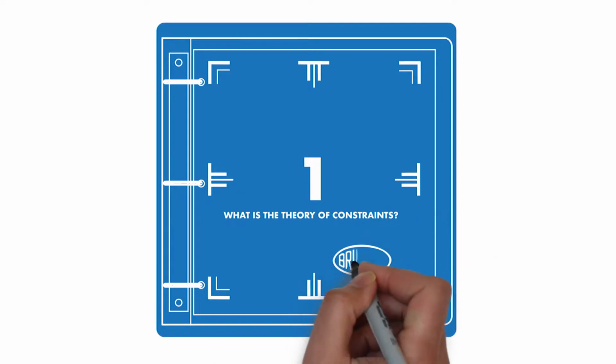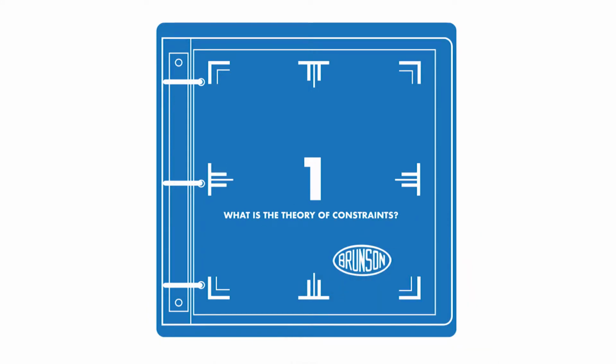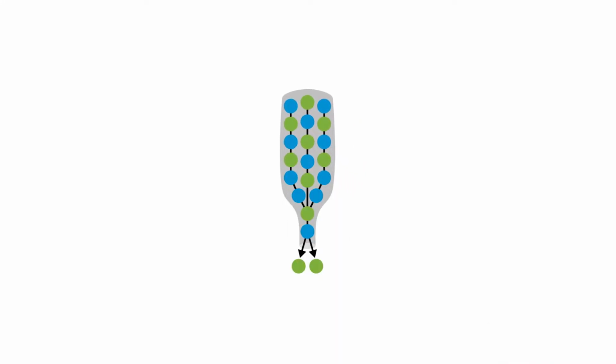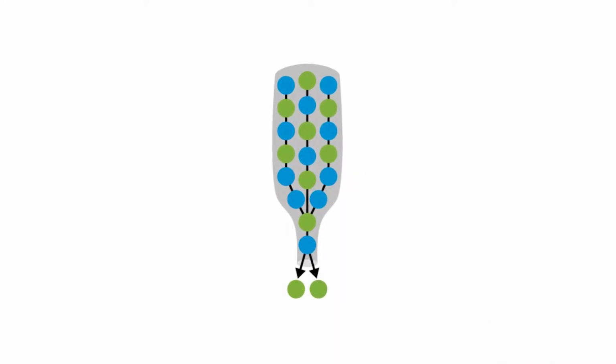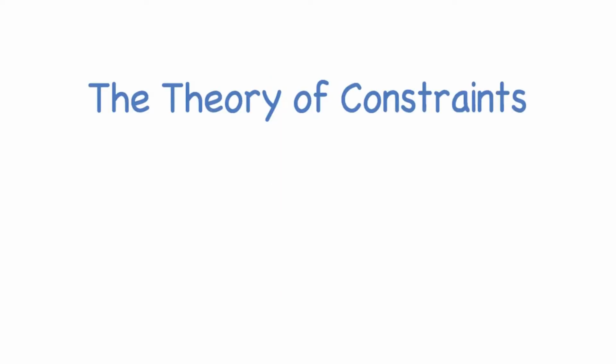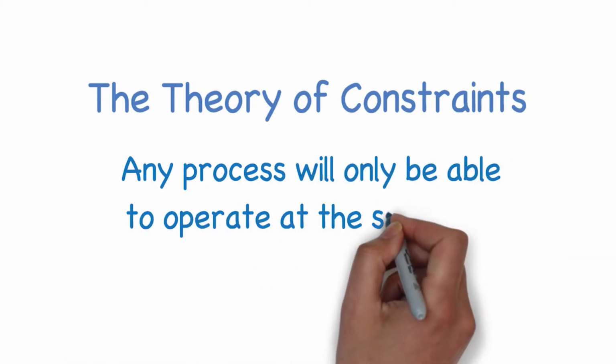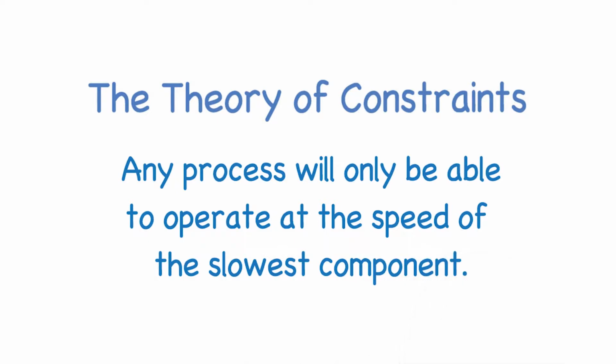So what is the theory of constraints? It's a production management approach that focuses on the slowest portion of the production process. That's a constraint. Right, the bottleneck, the choke point. So let's hear from Dighton about what this means in a factory situation. At its core, theory of constraints is very simple. It just says that any process will only be able to operate at the speed of the slowest component.